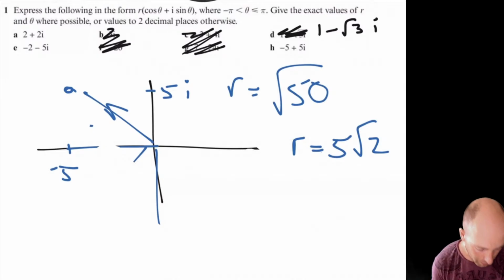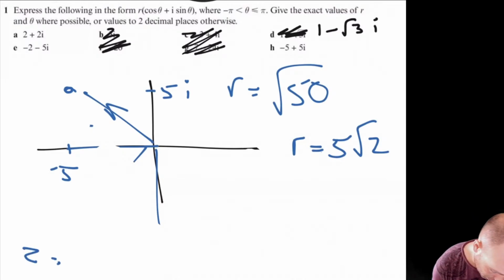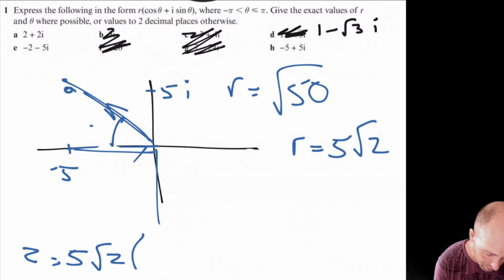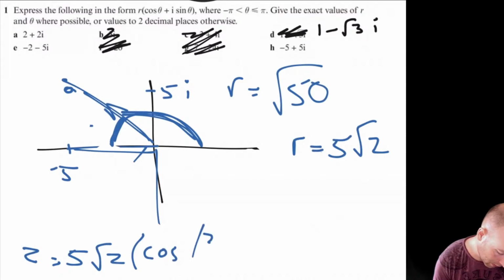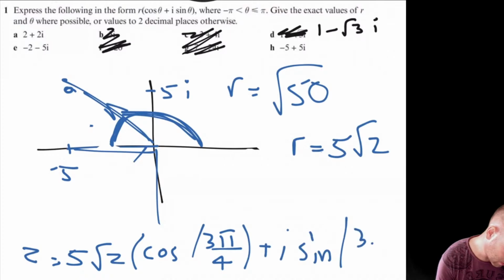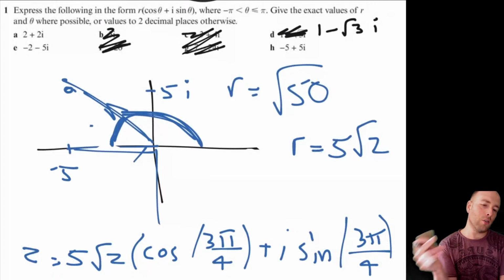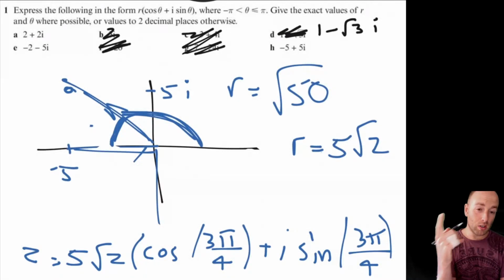Ah, cool. Right. So r is 5 root 2. Angle, well, it's 5 and it's 5 again, so it's going to be pi by 4. It's going to be this angle, so this angle is going to be 3 pi by 4. So we get cos 3 pi by 4 plus i sine 3 pi by 4, because arc tan of 1 is 45 degrees, which is pi by 4.